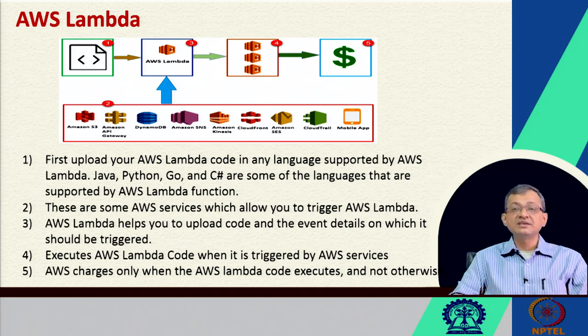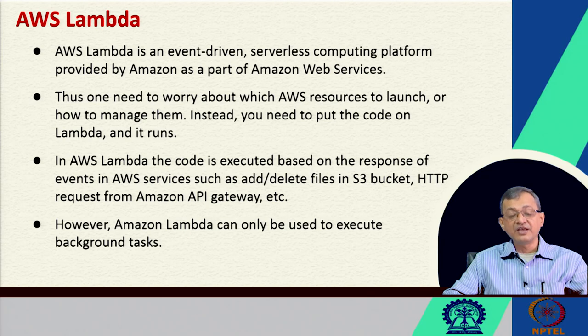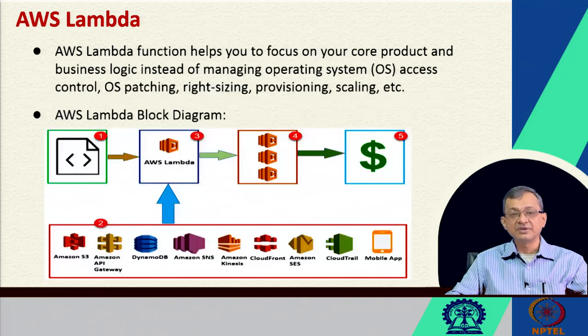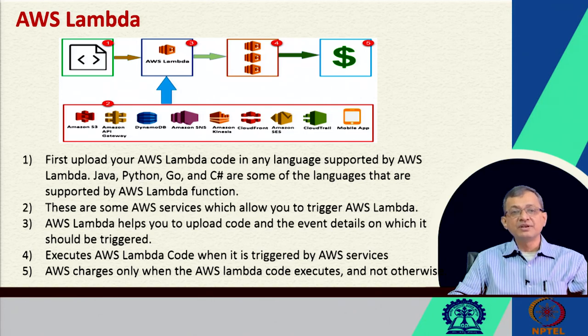So, what is it there for? It basically allows you to trigger AWS Lambda. That means, as we see, it is event driven. These events are generated by these services, right. So, AWS Lambda helps you to load code, the AWS Lambda platform code and the event details on which it should be triggered, right. As we have seen, two things we are discussing: as you add or delete files on an S3 bucket, things will be triggered, or an HTTP request from the Amazon API Gateway can trigger it, and there can be other triggering things also, right. So, these are the AWS services which can trigger the AWS Lambda code which you have uploaded, and it executes when it is triggered by AWS services.